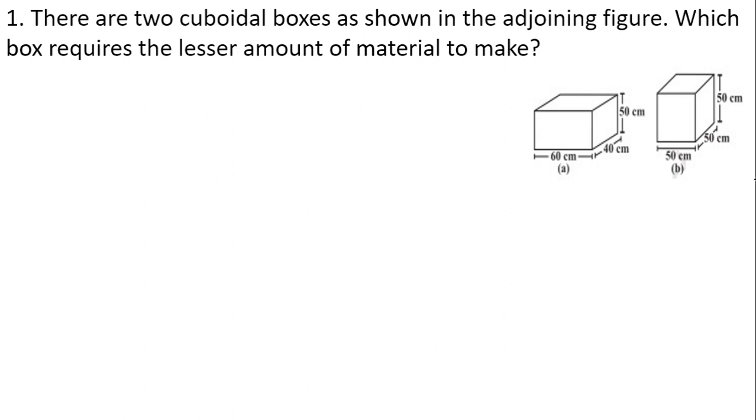Here if you look, the length is given, that is equal to 60 meters. Breadth is given 40 meters, and the height of the cuboidal shape is also given, that is equal to 50 centimeter. In this cuboidal box, we can find out the total surface area. Always remember, length is given, breadth is given, height is given, for the cuboidal shape.